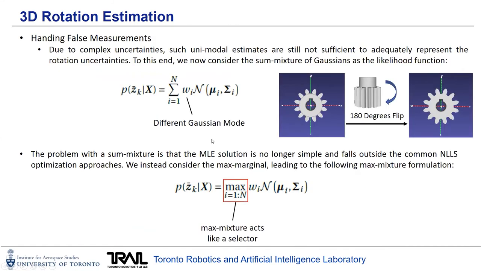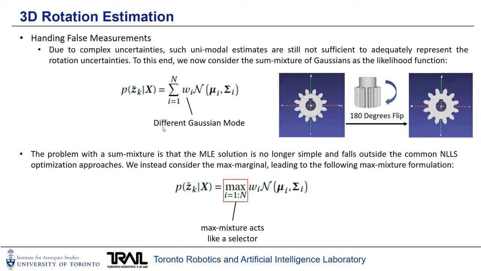And other than this rotation symmetry, we also need to handle the measurement uncertainty, which is caused by this perspective ambiguity and the occlusions. For example, in this case, we can see that when we flip this object by 180 degrees, its appearance looks almost identical from a certain viewpoint because of perspective ambiguity. If we ignore this information and directly take all of them into our optimization, we'll have a lot of false measurements, and we will probably end up with a very bad estimate at the end.